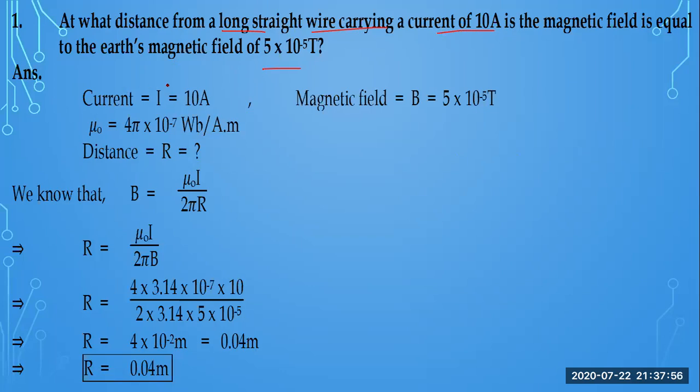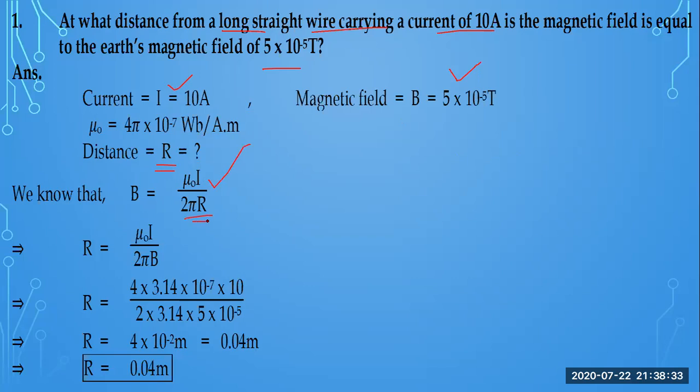This is the amount of the current, that is 10 ampere, and the magnetic field strength is 5 multiplied by 10 to the power minus 5 Tesla. You know the value of mu naught, that is 4 pi multiplied by 10 to the power minus 7 webers per ampere meter. This is the formula used to calculate the strength of the field. You are asked to calculate the value of R.